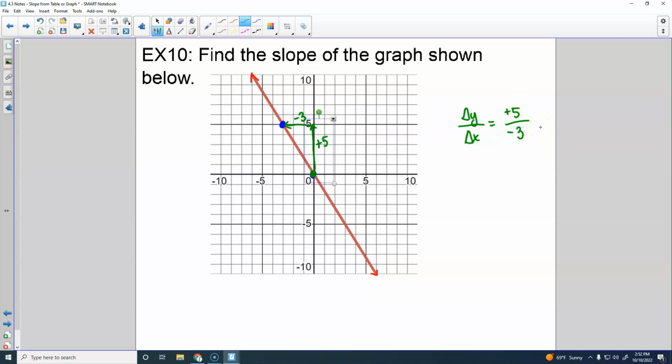Does that divide? Does it reduce? No. So a lot of times we want our slopes to be fractions anyway, so we're just going to say negative 5/3 here. Ooh, that's fun.